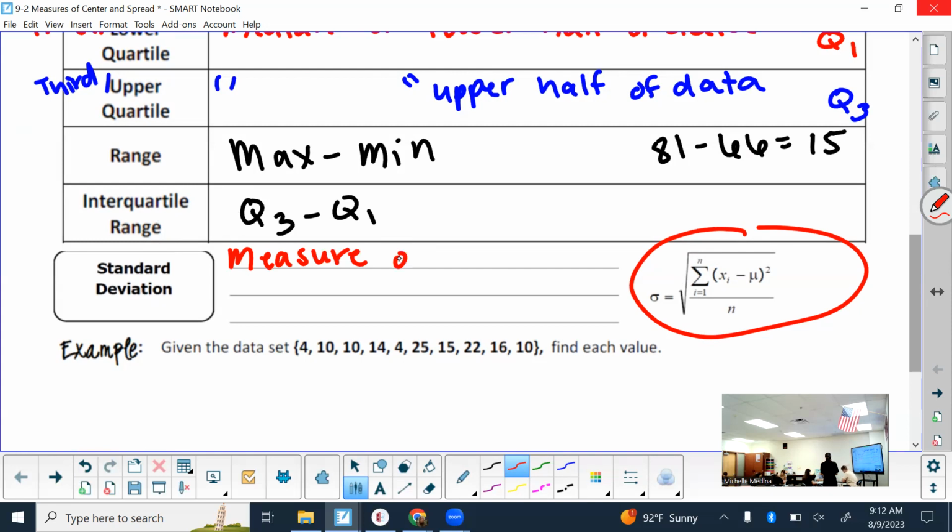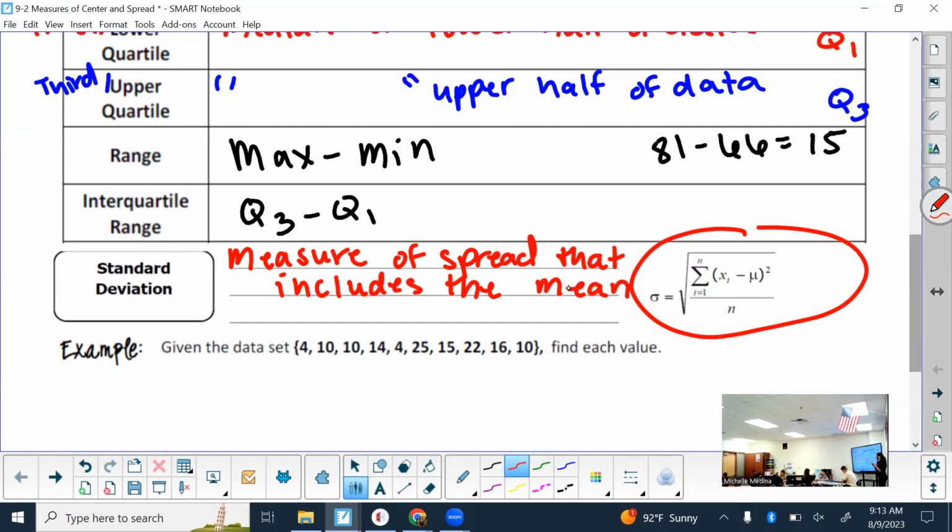spread. The range and interquartile range are also other measures of spread. This one's another one, but it also includes the mean. And that's really all you need to know of this.